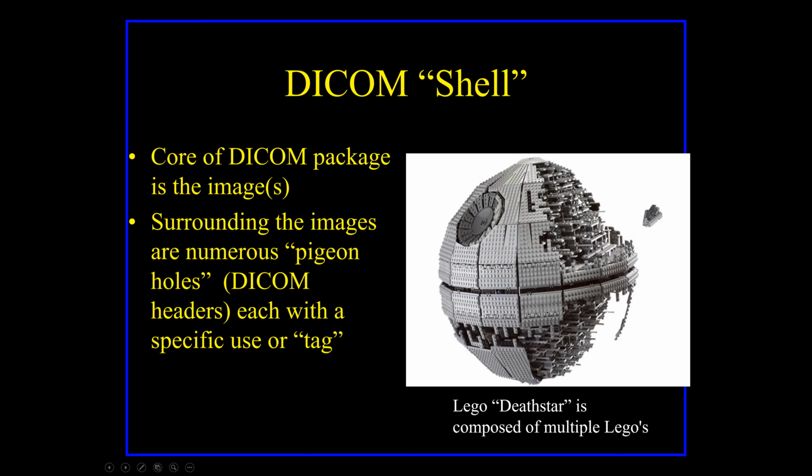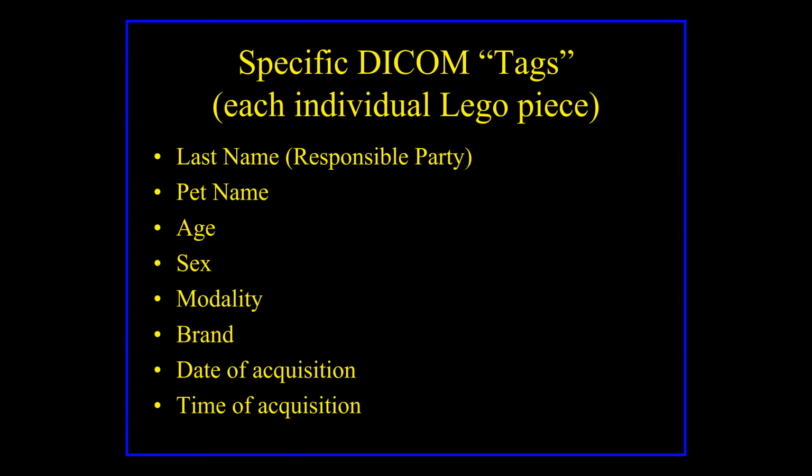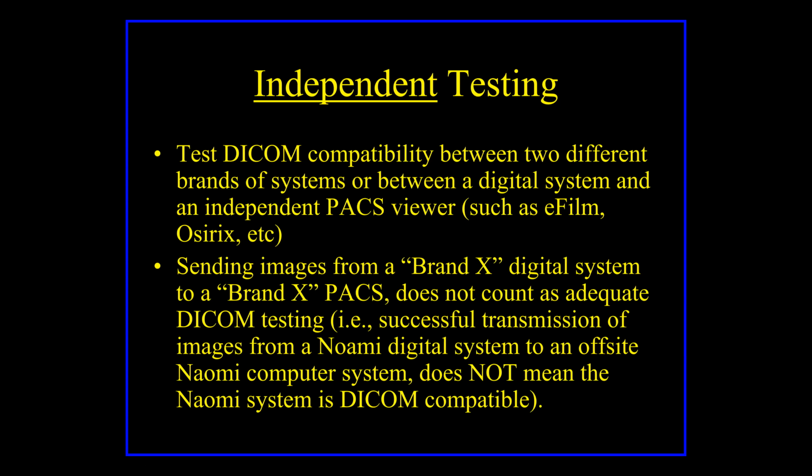So every time I send a DICOM data set to Iran or to Cayman or wherever, not only do you get the patient's images, but you get all of the information that comes with it. And it's all part of that big DICOM shell. So it's pretty cool. Okay, so there's specific DICOM tags. We talked about that. There's specific ones for the last name, pet's name, age, sex, modality, the brand of the machine, acquisition date and time, and all that kind of stuff.